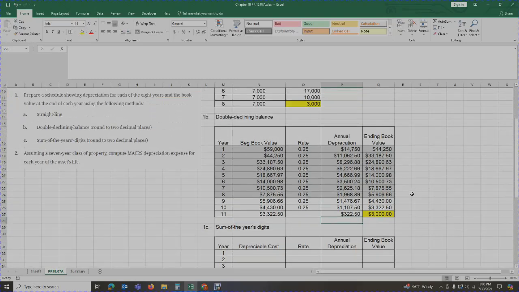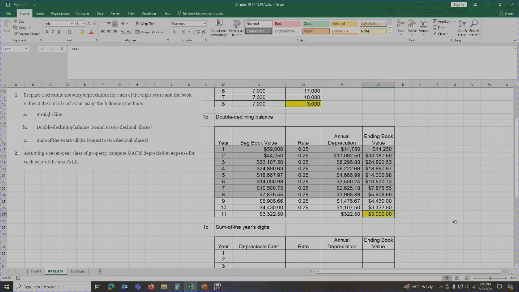Now in this particular situation, the problem is only asking you for 8 years. Okay. Up to that point. I am illustrating to you what would happen in the case where that ending book value does not reach that target salvage value of 3,000. It's too high. If it's too high, we continue depreciating the following years until we reach that mark of 3,000, which is the salvage value in this problem.